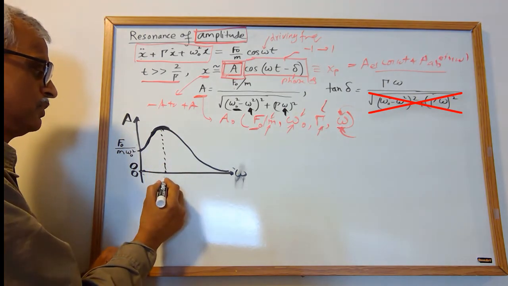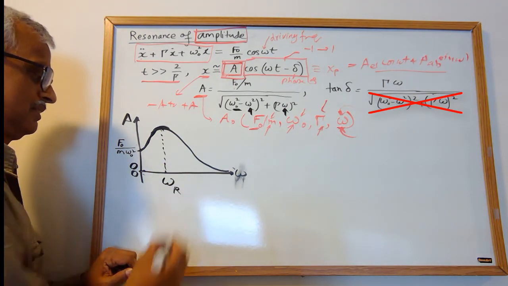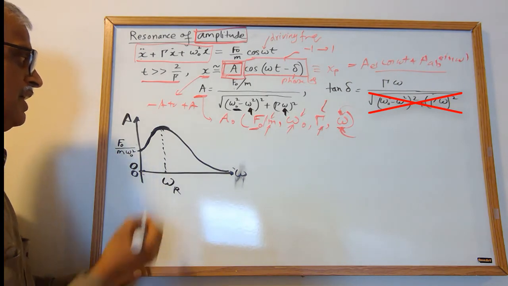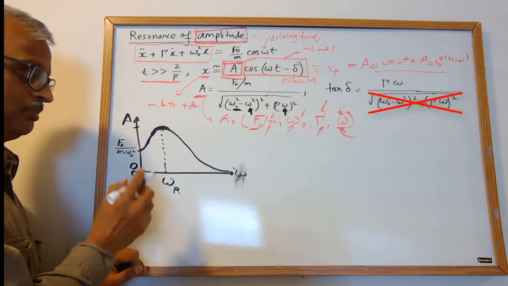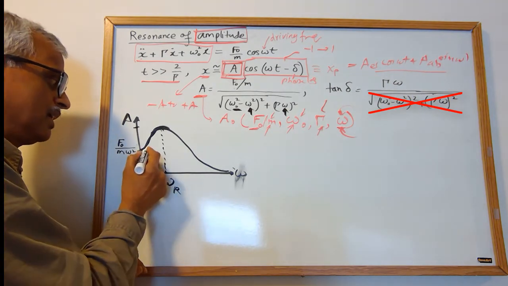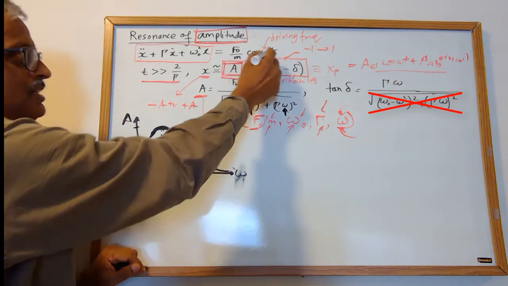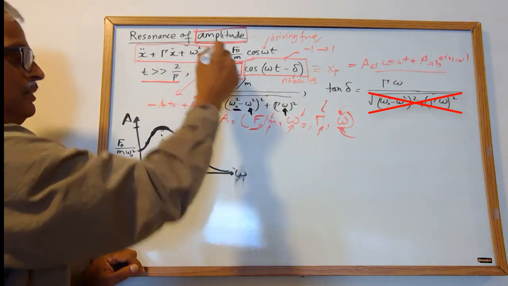What omega value this peak will be at, we can call it omega's resonance value. We can figure out what the amplitude will be. So mind you, for each omega, you're doing one experiment, right? For each omega, you're thinking of one experiment.